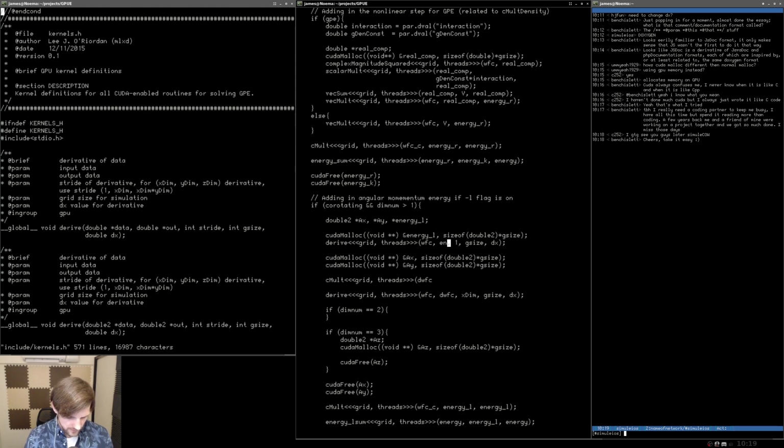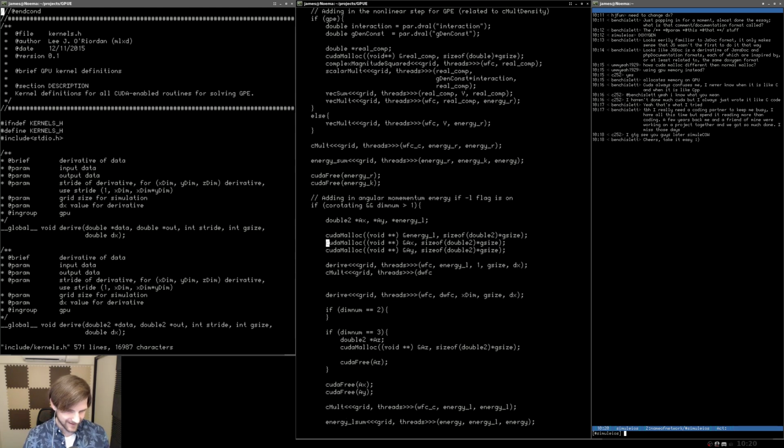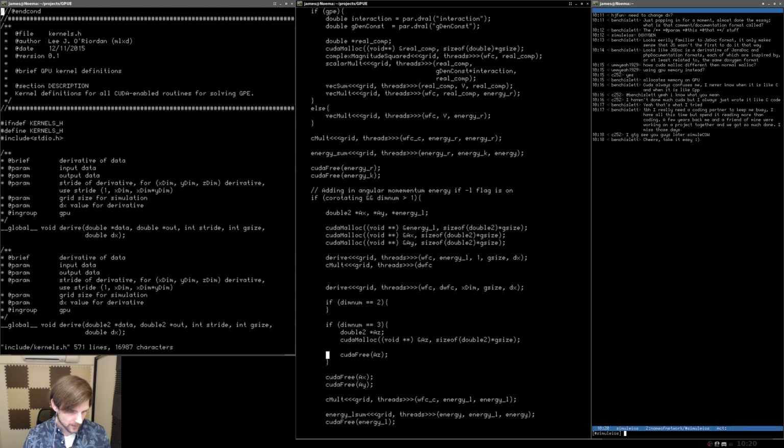Yeah, okay, so we'll do energy L. Then we have the derived wave function, and we perform a CMULT, dd, paste up here. And let's just go ahead and do d3d, so we have everything defined. Then we're going to have to get out our AX and AY, which are just going to be size of double.